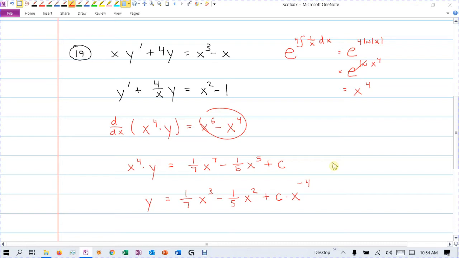Number 19. Double checking here. Okay, let's move on. Working number 20.